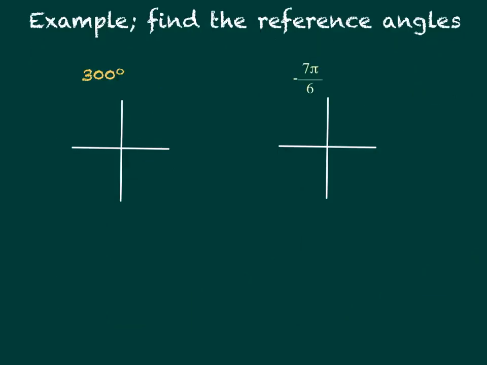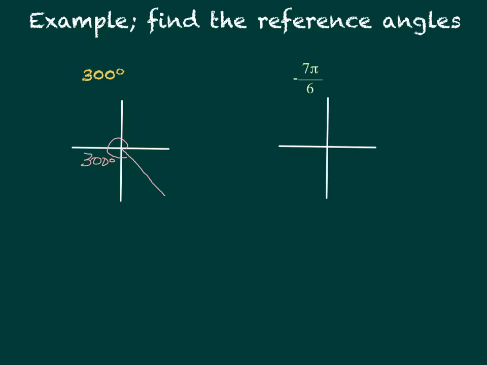All right, so let's do some examples. If we have 300 degrees, the first thing I'm going to do is draw 300 degrees. So I know that all the way around the circle is 360. So 300 is going to be somewhere down here. So that is 300 degrees.